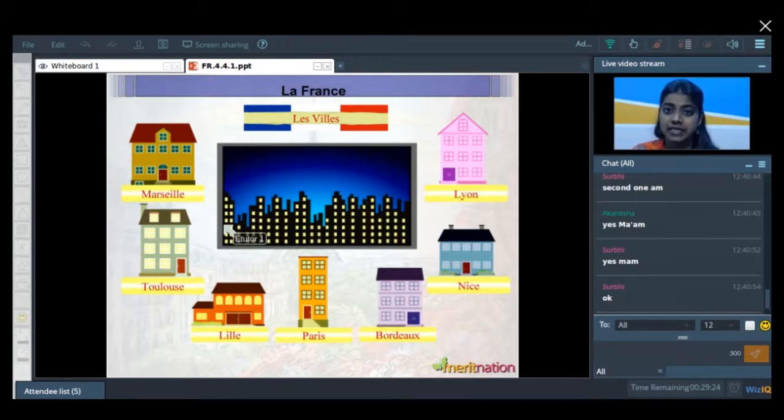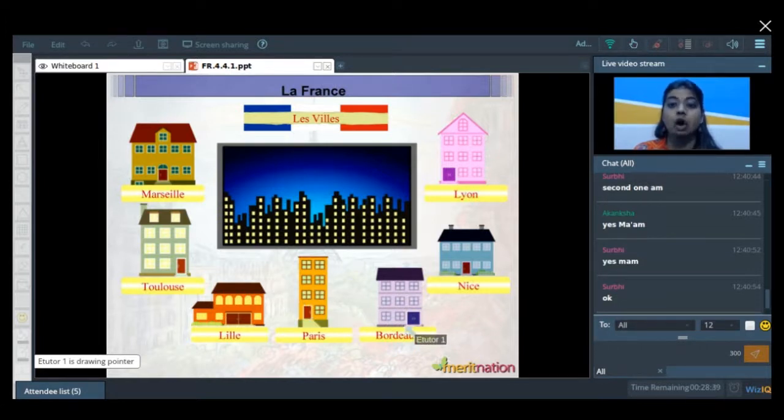I have given some cities and for your knowledge, I want to tell you that there are 27 regions in France and every region has its capital. Now I'm going to share some cities of France. The first is Marseille. In French, the double L is silent. Toulouse. Again, the double L comes, so it means it's silent.